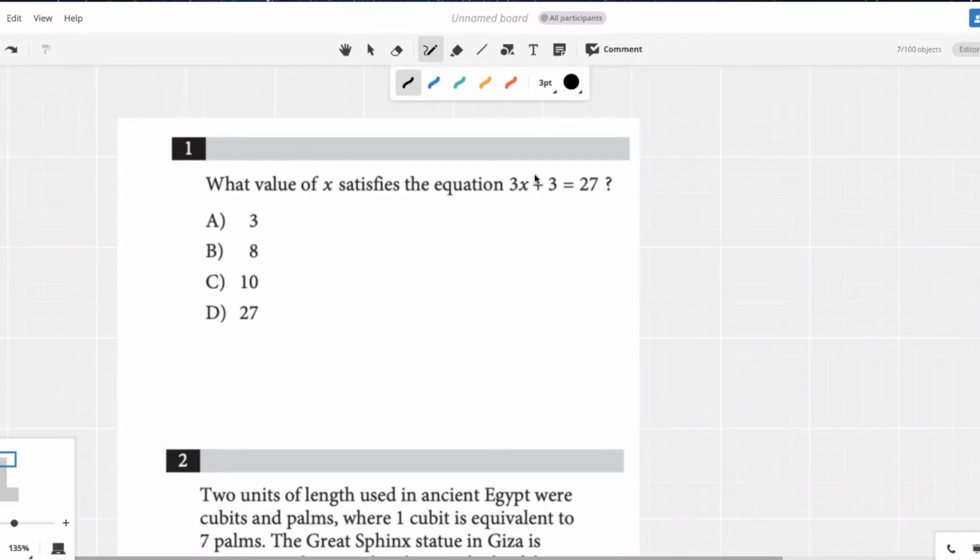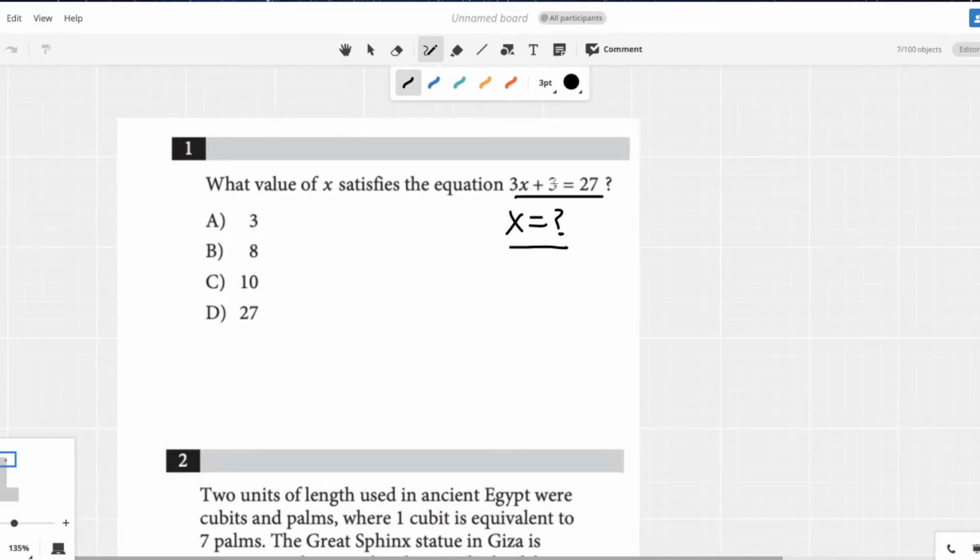What value of x satisfies the equation 3x plus 3 equals 27? So to solve this problem, you pretty much want to get your final solution to look something like this. X equals a random number, whatever that number is. And it's our job to solve for this number. So to do that, we need to make this equation look like this equation. And we just need to do that by using algebra to simplify this equation.